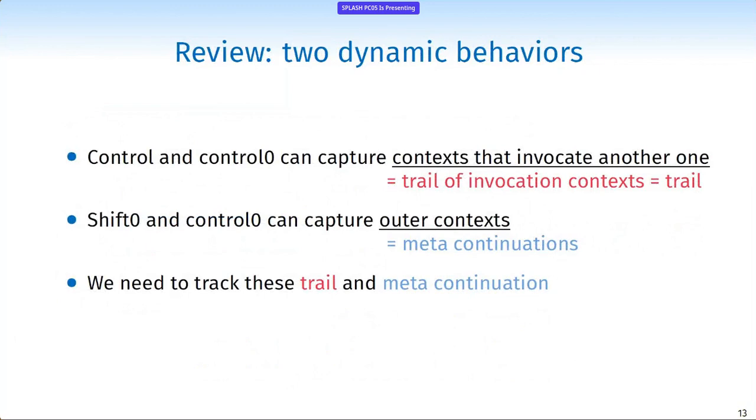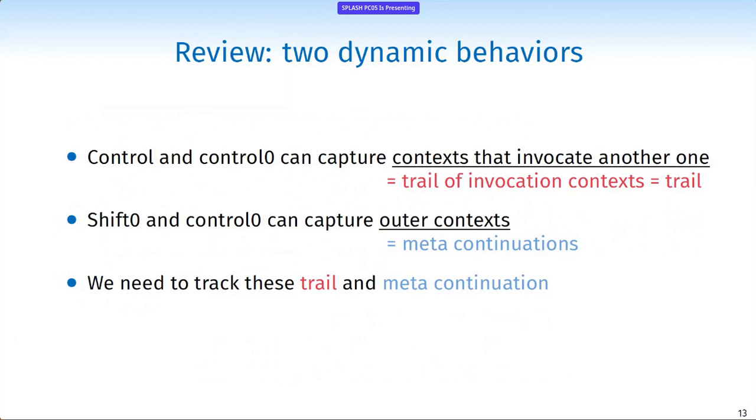Okay, so I just wanted to quickly review these two kinds of dynamic behaviors. Control and control 0 can capture the context that invokes another one, and we are going to call these kinds of contexts the trail of invocation context. The name is a little bit long, so I'm just going to call it trail.